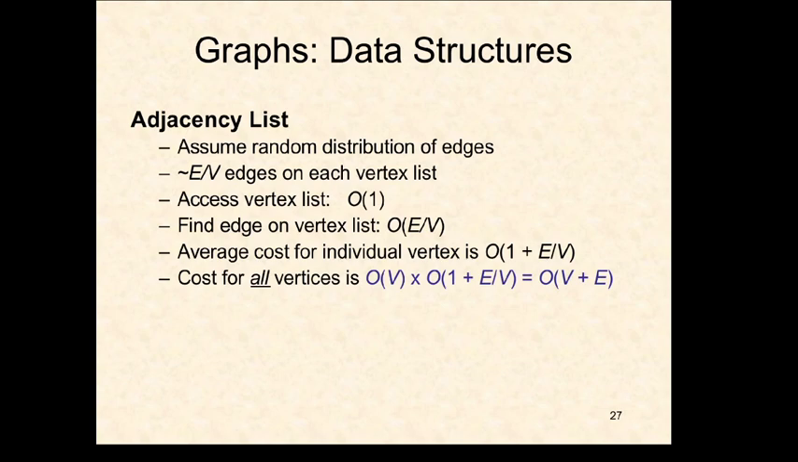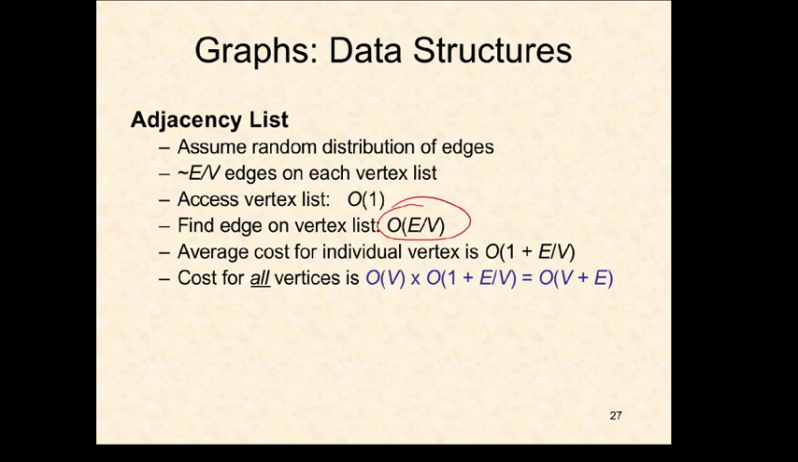So I can get to one of those lists in O of 1 time, and if I want to say, is this edge in this list? Like, I'm looking at SFO, can I fly directly from SFO to ORD? Well, I can get to the SFO list in O of 1 time, and then I can look through that list in approximately E divided by V time. Some will be a little bit longer, some will be a little bit shorter.